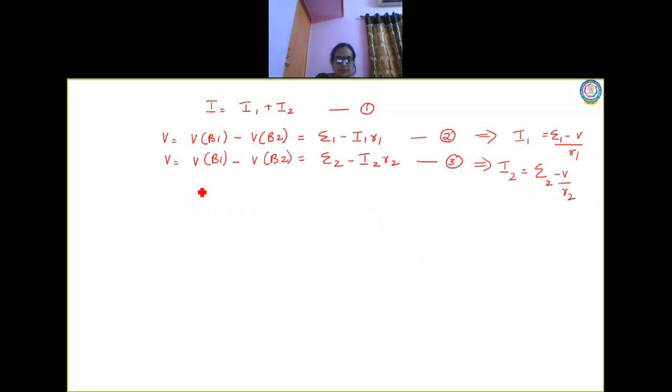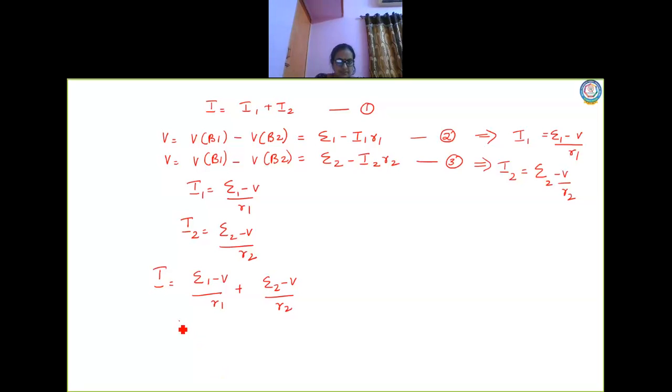I will write the value of current once again here. I1 equals psi1 minus V by R1. Similarly, I2 equals psi2 minus V by R2. Now substitute in the total current formula. So total current is I equal to psi1 minus V by R1 plus psi2 minus V by R2. Is it clear?